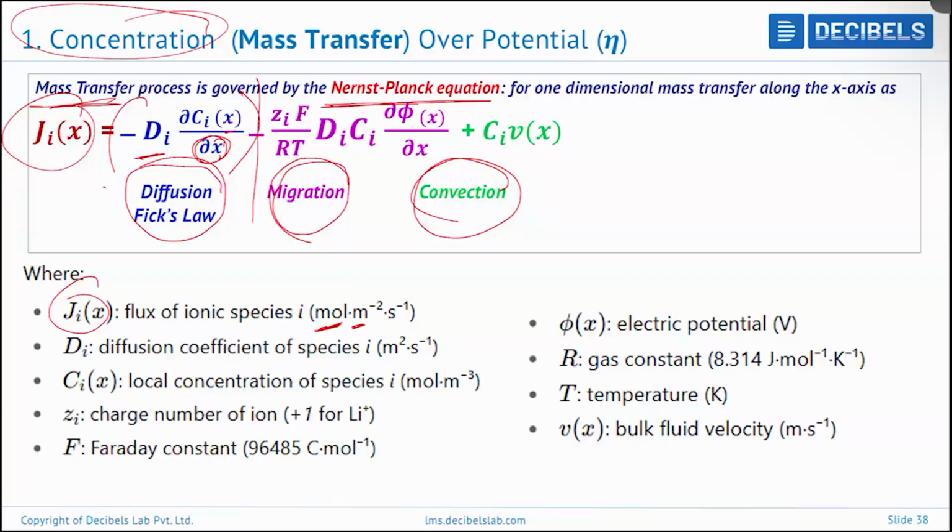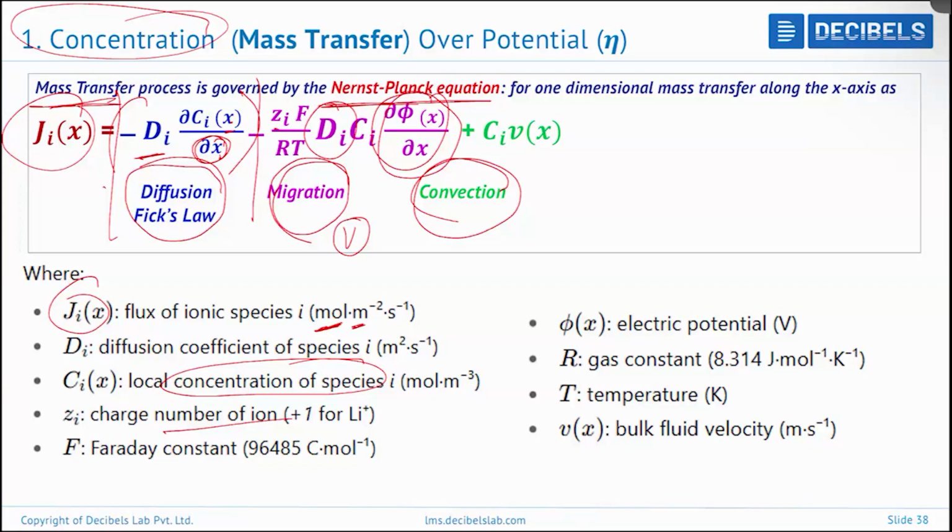So this is the diffusion concept, and minus zi is the charge number of the ion. F is the Faraday constant, R is the gas constant, T is the temperature, and Di is the diffusion constant, and C is the local ion concentration, that is mole per liter, and d phi is with respect to voltage. Migration is with respect to the difference in the voltage in the solution.